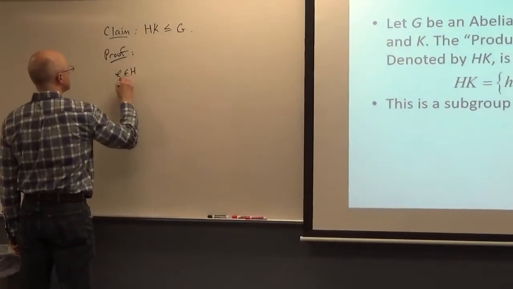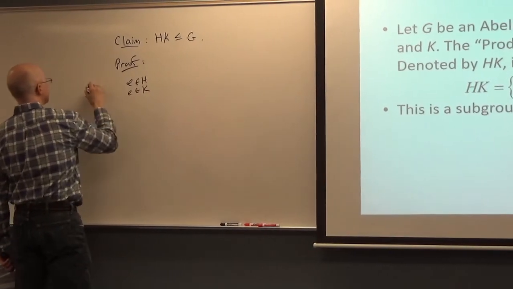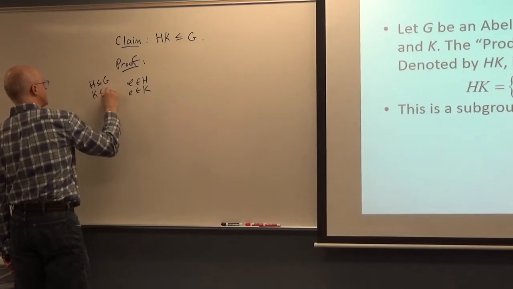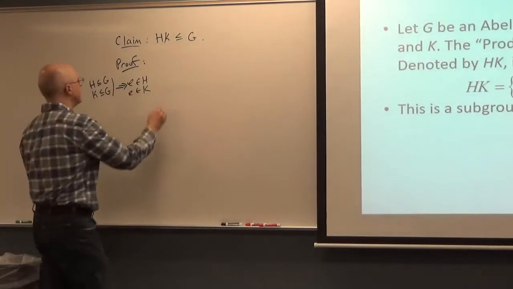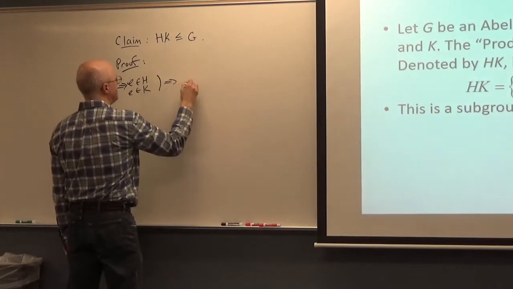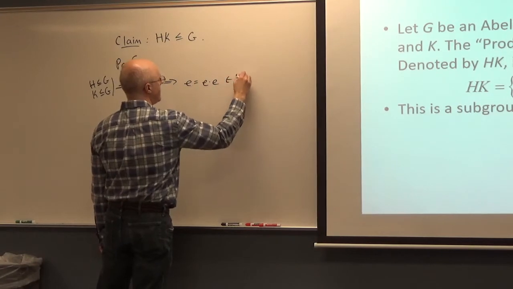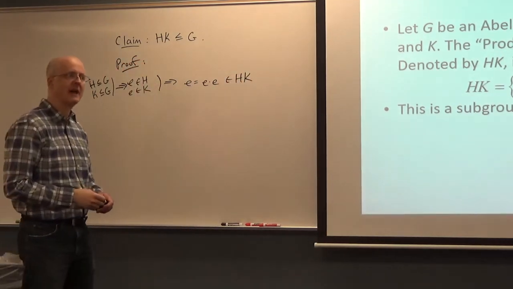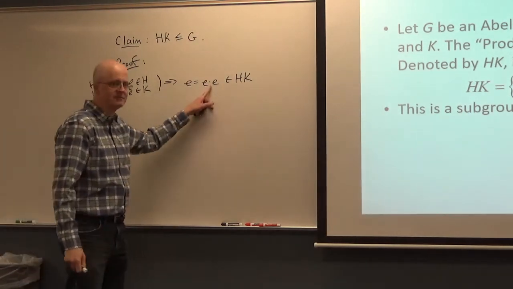E is in H and E is in K. Well, I should say, write this. H is a subgroup of G and K is a subgroup of G. Those two facts imply that. But E is E times E. That's got to be in HK then, because the product of something in H times something in K. Putting the dot there, but I didn't have to.